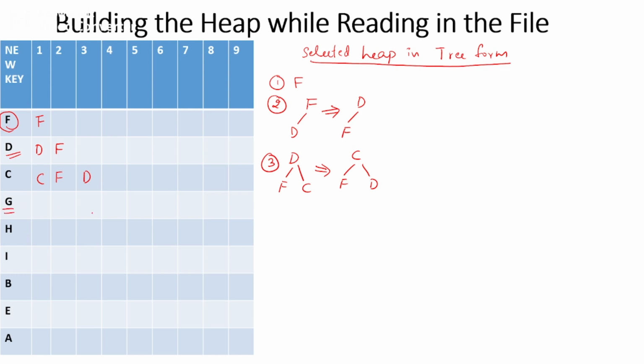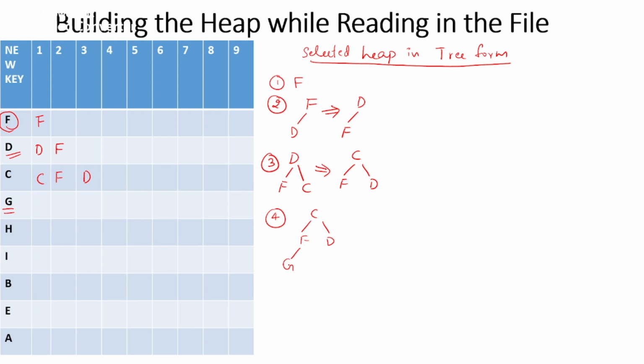Now the new key is G. In the fourth step, we have new key as G. So where I need to include G, we have C, F, D in our hand. Now G should be the left child of F. Always, whichever new key arises, it will be kept to the left child of the node. Okay. So this is the leftmost node we have. The left child is empty. So put G into that.